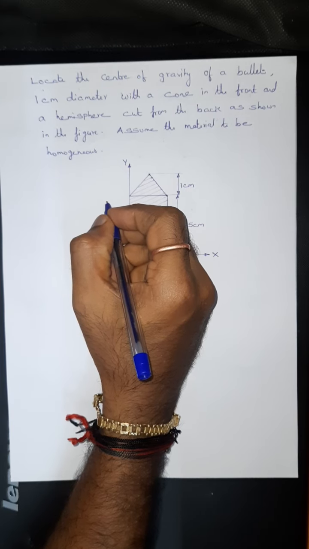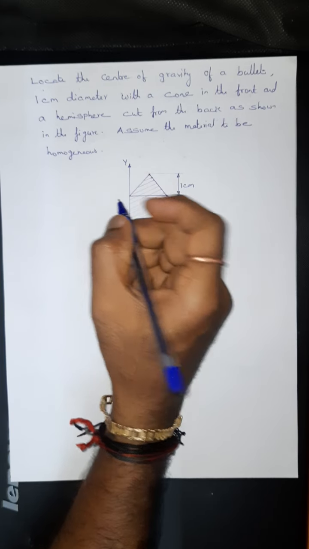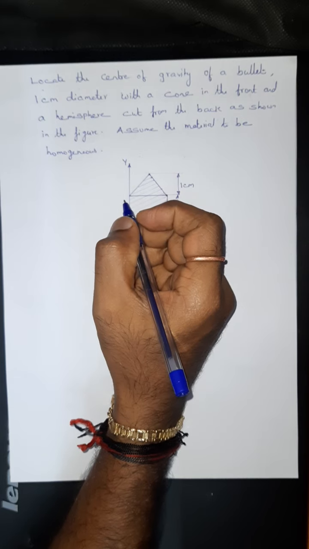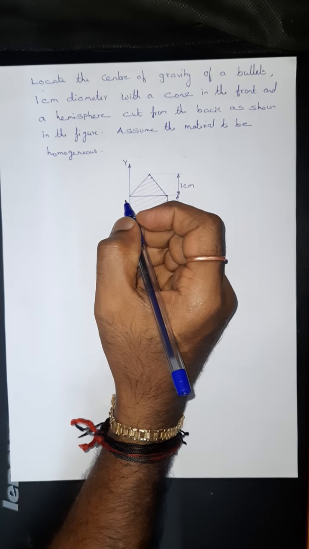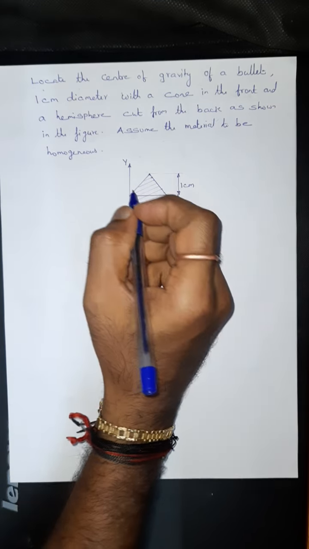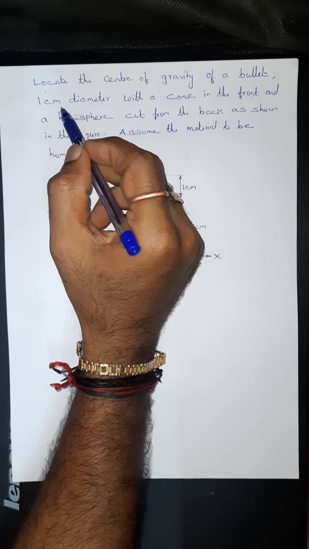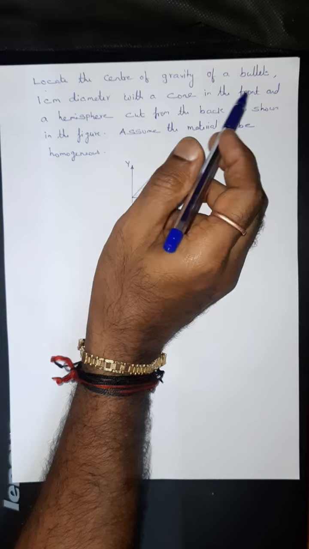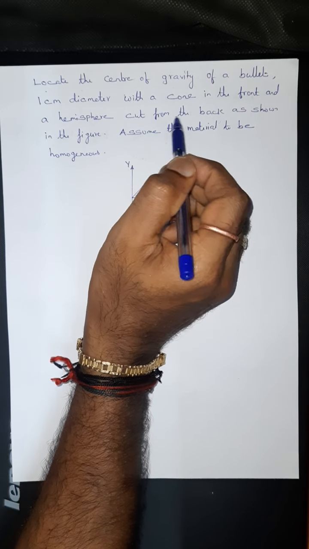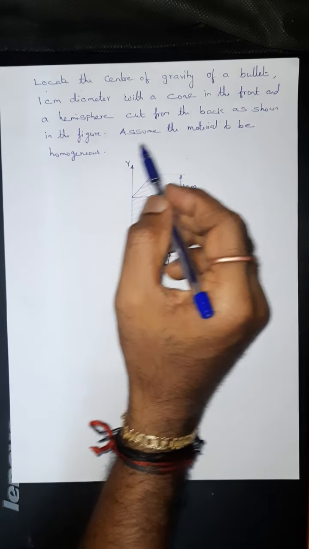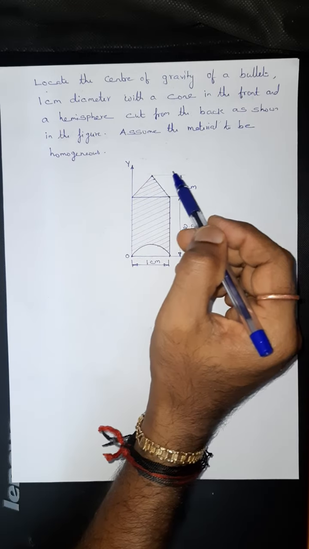Very good morning, students. For this lecture video session, I am going to solve a problem from the center of gravity of solid objects. Let me just read out the question here. Locate the center of gravity of a bullet 1 centimeter diameter with a cone in the front and a hemisphere cut from the back as shown in the figure. Assume the material to be homogeneous.